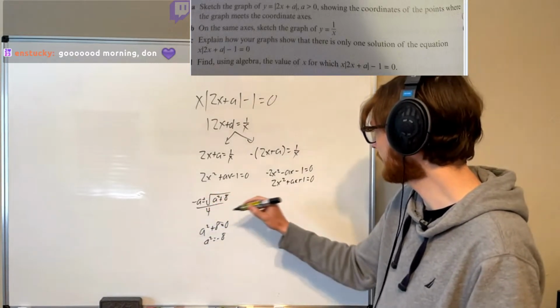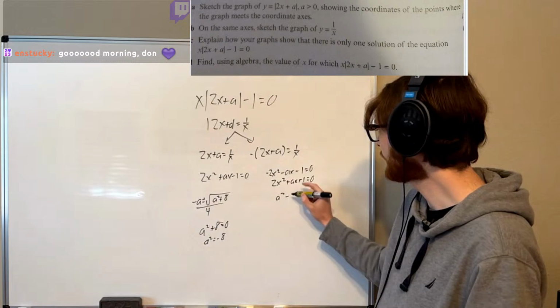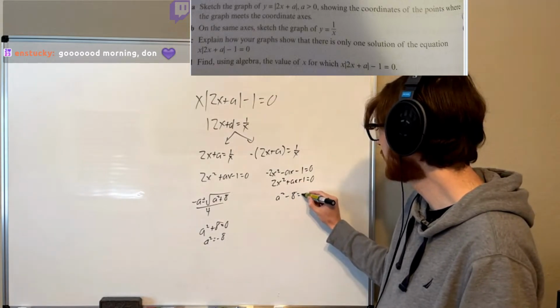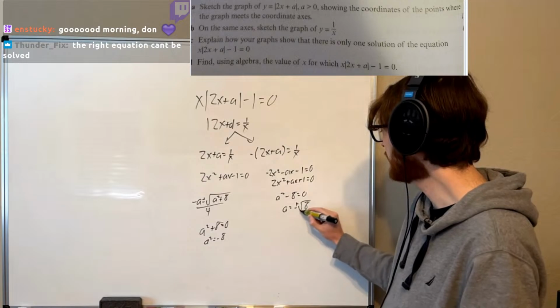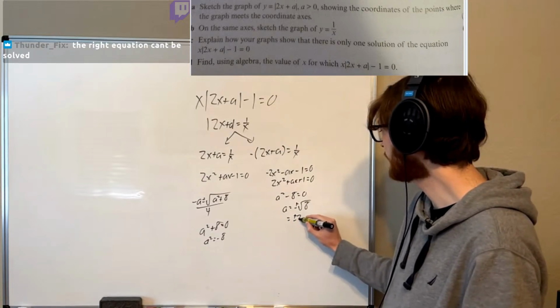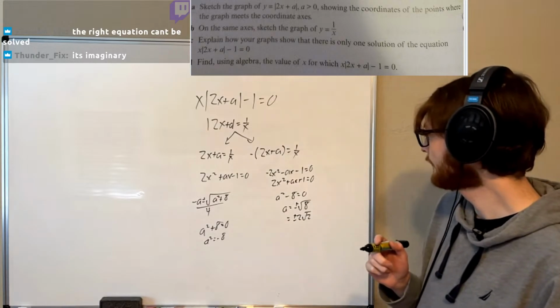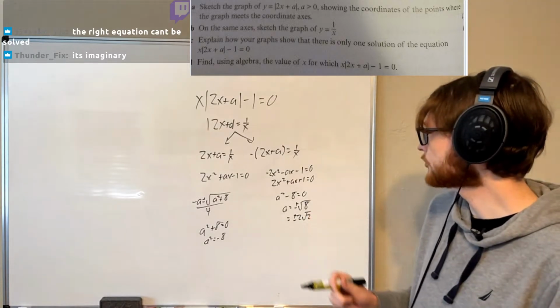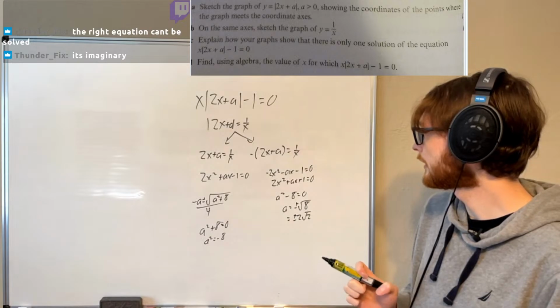So I'm not going to do the entire quadratic formula, let's just take the discriminant. B squared minus 4ac equals 0. A equals plus or minus root 8, which equals plus or minus 2 root 2. Only one of those should work though. How do we tell?